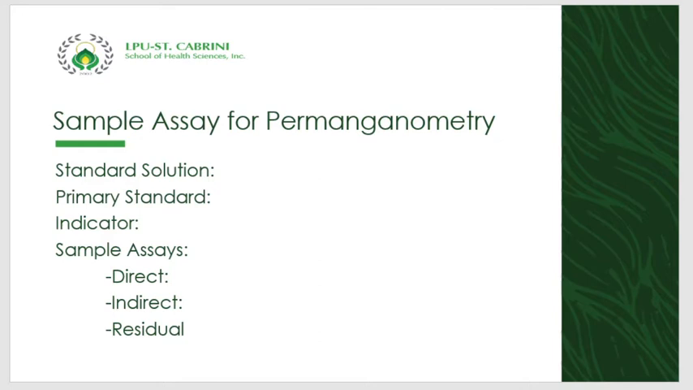So, sample assays, dito po is for the direct titration, hydrogen peroxide. Pag indirect naman, cherry juice, malic acid, precipitated manganese, and titanium dioxide sa indirect. While sa residual titration, sodium nitrite. Okay, so yung mga sinabi natin dyan, sample assays, is yung mga gagamitin natin. For example, assay of hydrogen peroxide, assay of cherry juice.